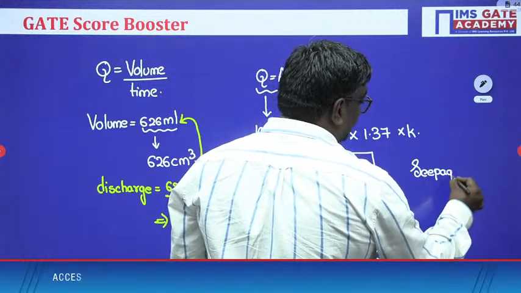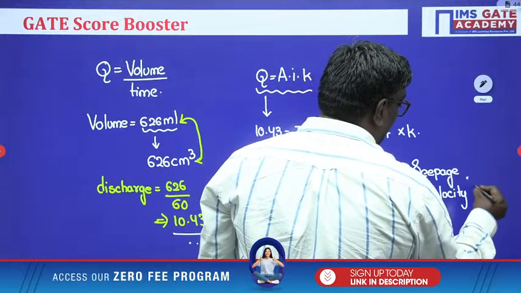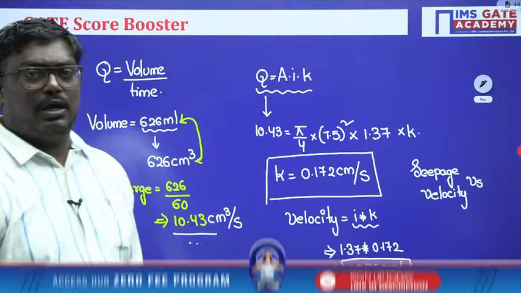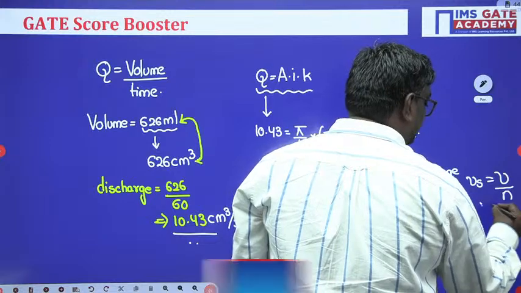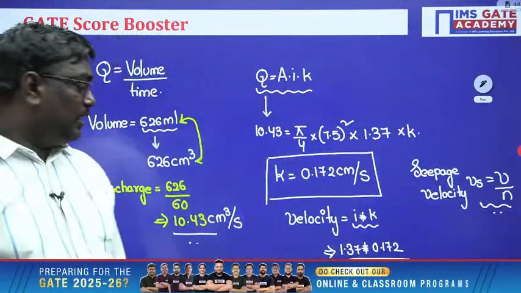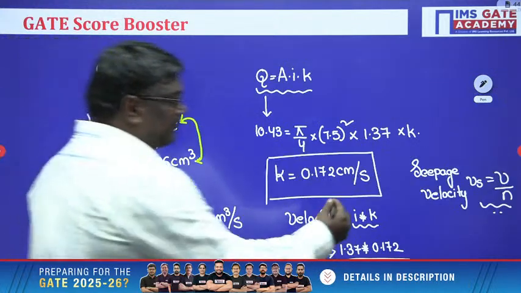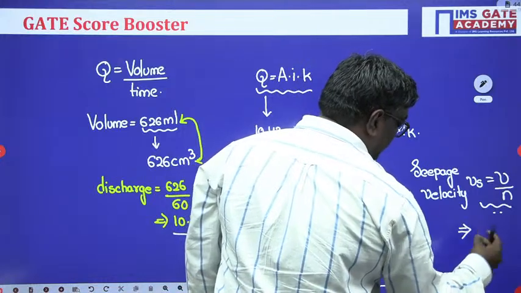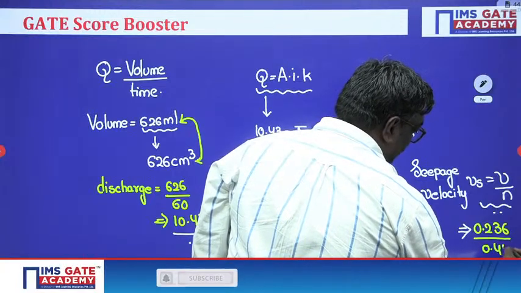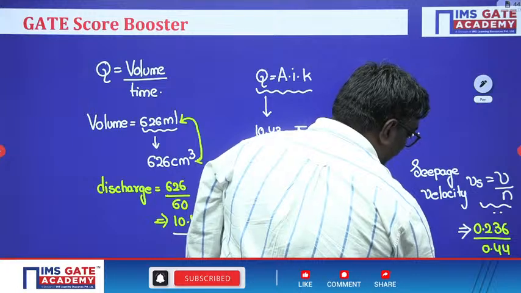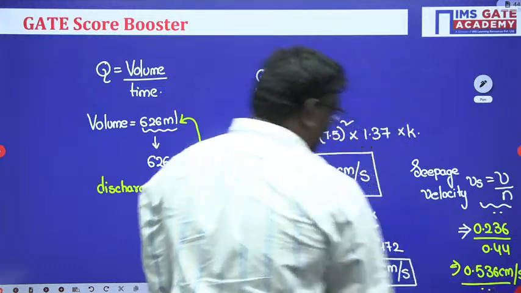Similarly, my dear students, what is seepage velocity? Seepage velocity is nothing but Vs. Seepage velocity Vs is equal to velocity upon porosity. Porosity is given as 44 percent, students. Very good. So if I plug in here, velocity is 0.236, porosity is 44 percent, it will be 0.44. If you solve this, you will get 0.536 centimeter per second. So these are all the answers.